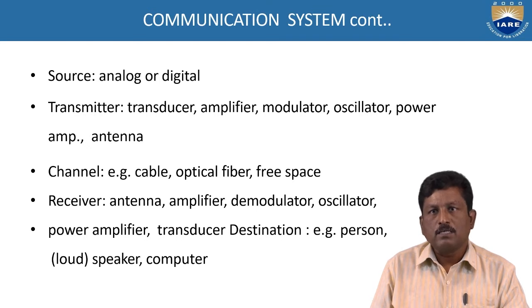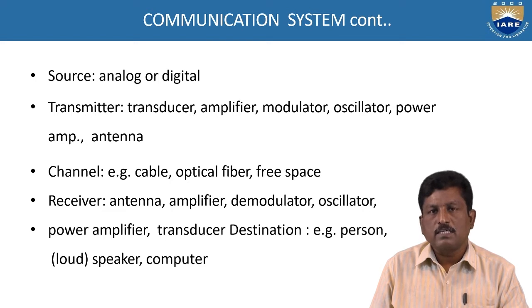What is the transmitter? Different signals can be transmitted with the help of modulation. The basic internal elements of the transmitter are transducers, amplifier, modulator, oscillators, power amplifier and antenna.